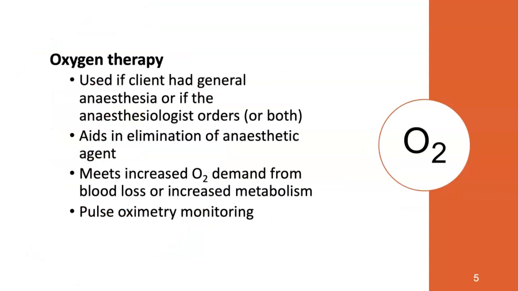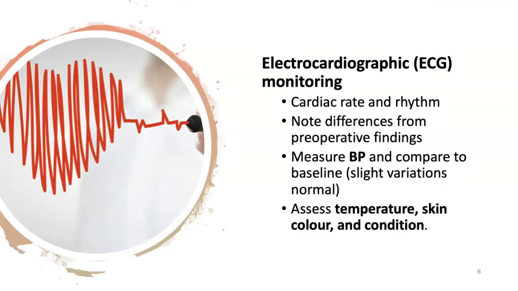Pulse oximetry monitoring is initiated on admission because it provides a non-invasive means of assessing the adequacy of oxygenation. Patients typically will have oxygen. It helps with removing the anesthetic agent, because you breathe off the anesthetic agent, and it meets the increased O2 demands from blood loss or increased metabolism. ECG monitoring may be initiated to determine cardiac rate and rhythm.